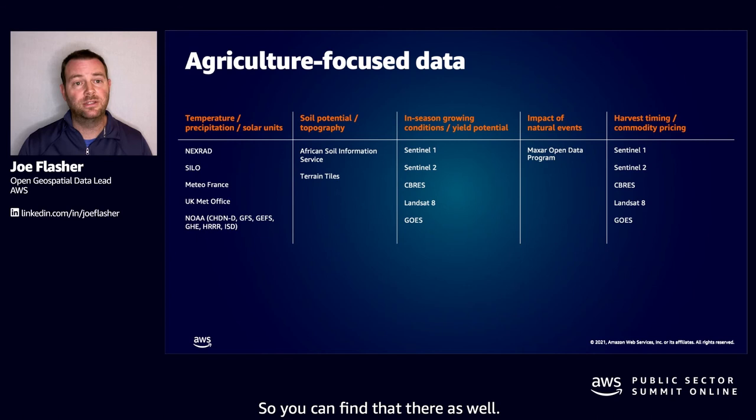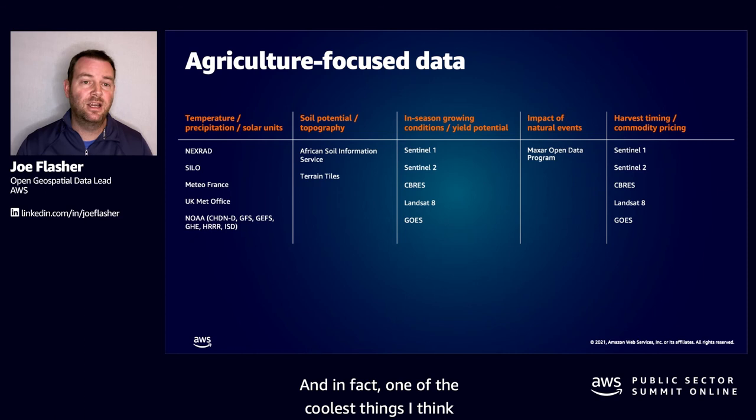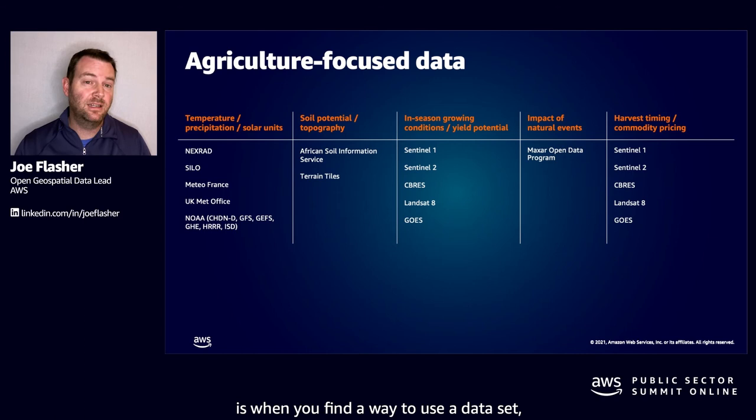And of course, if you're looking for things like harvest timing and you can detect this from satellites, the same set of satellites would likely be of use to you as well. So there's many more data sets there. And in fact, one of the coolest things I think is when you find a way to use a data set other than its intended purpose, right? Like this is amazing. And we've seen some really cool stories come out around doing this for various data sets. So don't feel limited to just this slide. Please go check the Registry of Open Data and you'll find a number of data sets there to play around with.